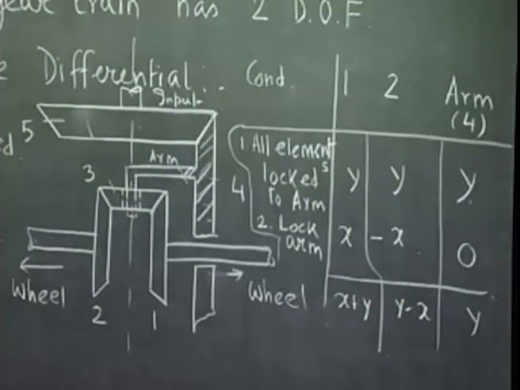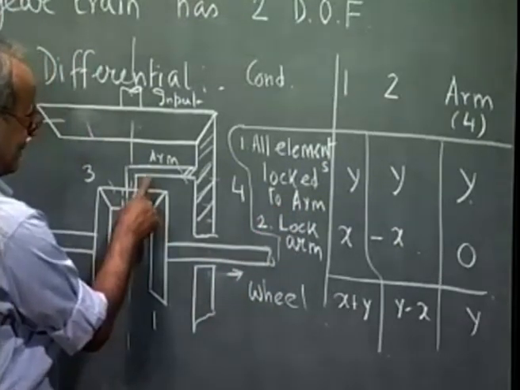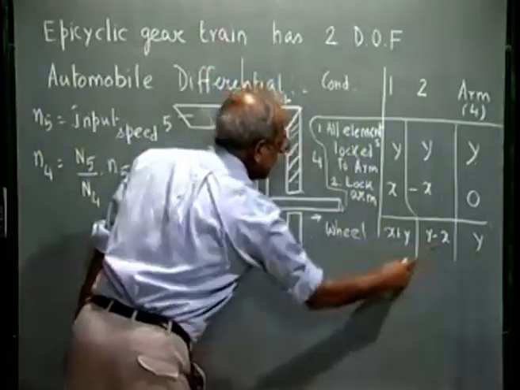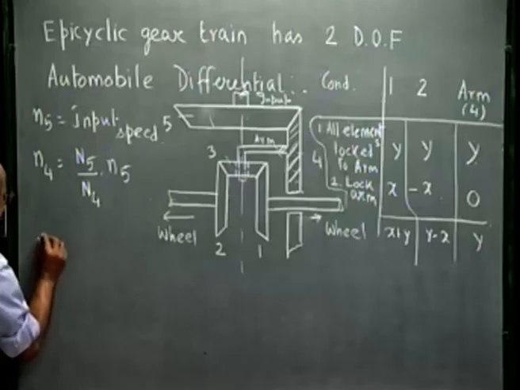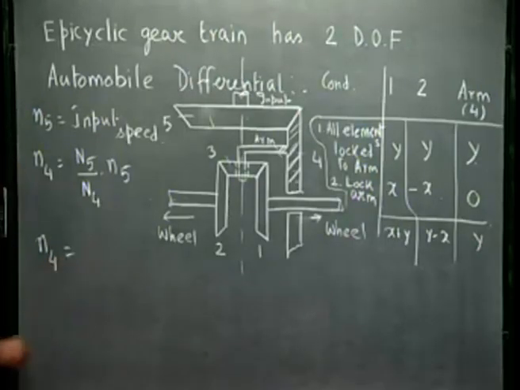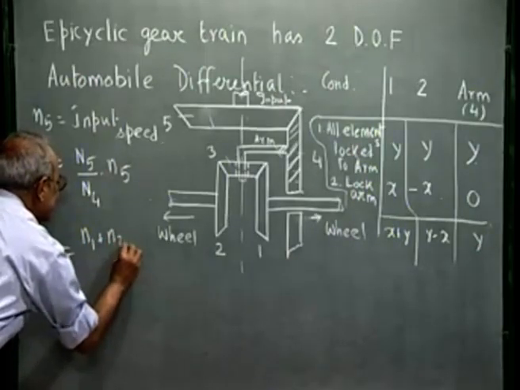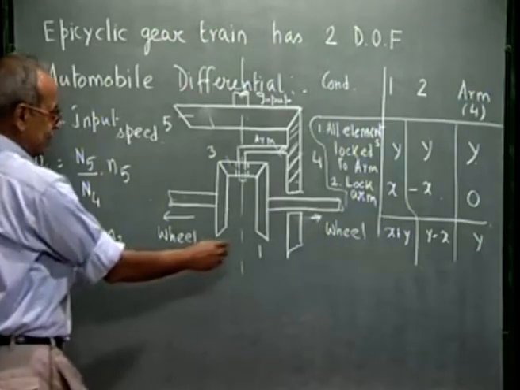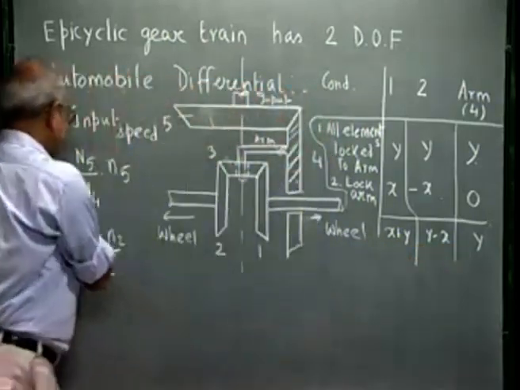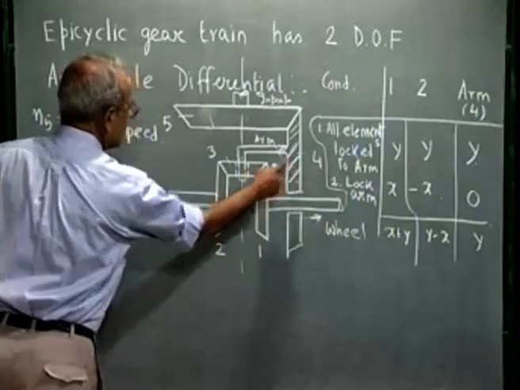So what we see is that if the arm rotates, we can say the speed of 4, which is y, is nothing but (n1 plus n2) by 2. So whatever may be the values of x and y, the average of n1 and n2 will be the rotation of gear 4.